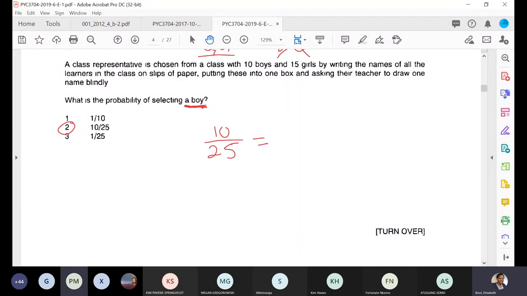Isn't a boy meaning one, meaning boys? Look, there's 10 boys. The probability of selecting a boy, what are the chances that a boy will be picked up, will be 10 out of the 25. Okay. If I select one boy out of that, the chances will be 10 divided by 25. Okay, understood.